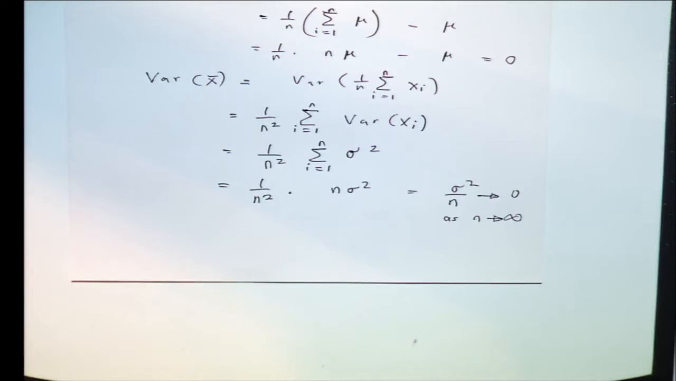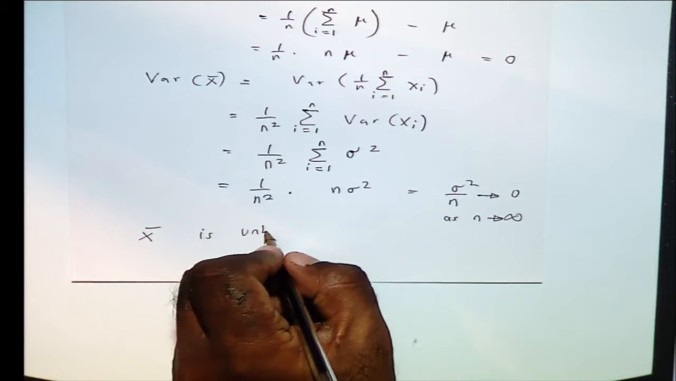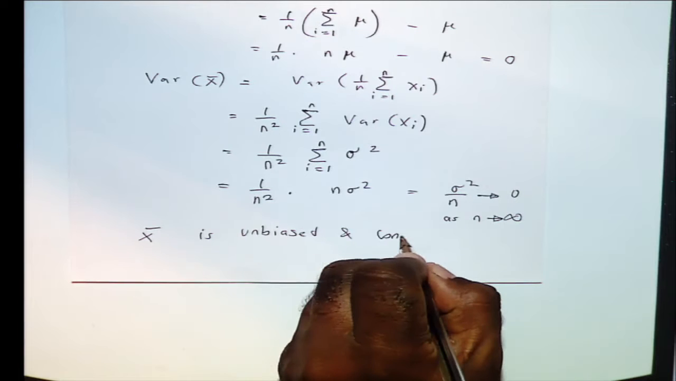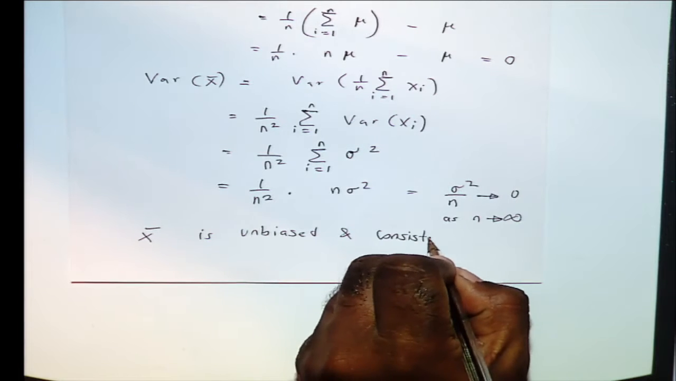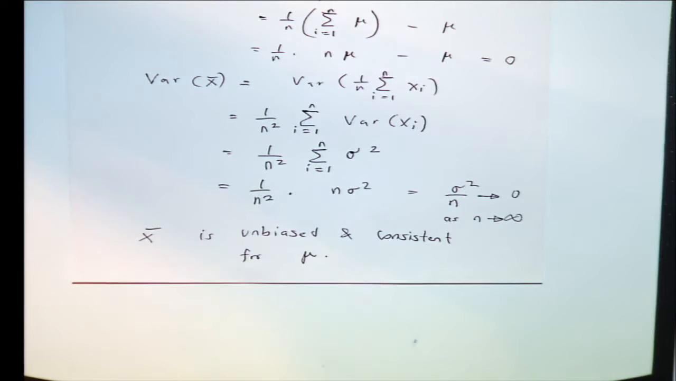So therefore, what you have is that x bar is unbiased and consistent for mu. All right, guys, so we computed the bias, we computed the MSE, and we have proved that the estimator is unbiased and consistent.